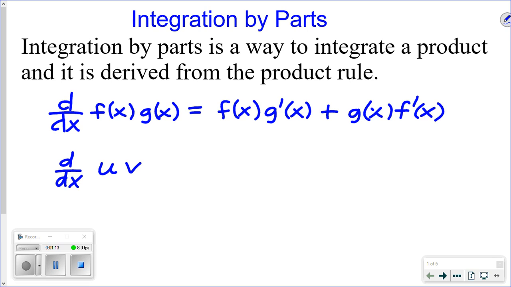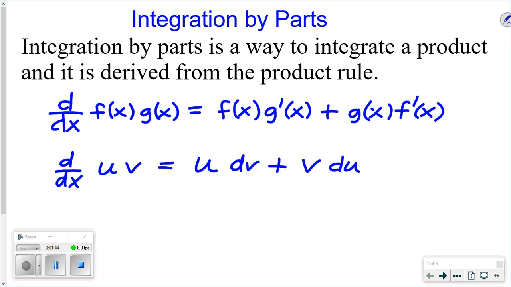Typically, the integration by parts formula is written in terms of u and v, but I do want to show you that it really is just product rule. So we're finding the derivative of u times v. We would end up with u times the derivative of v, which I'm just going to call dv, plus v times the derivative of u, which I'm going to call du.